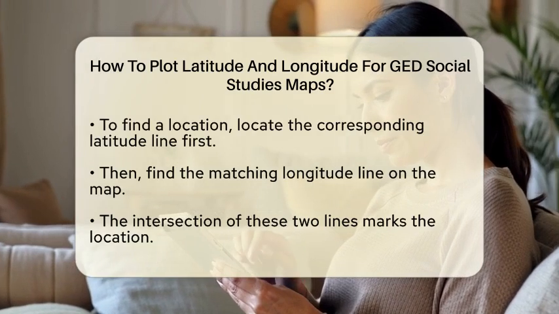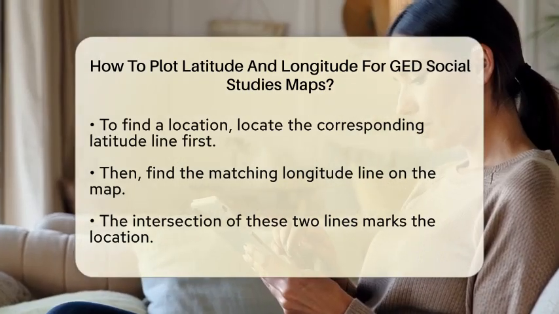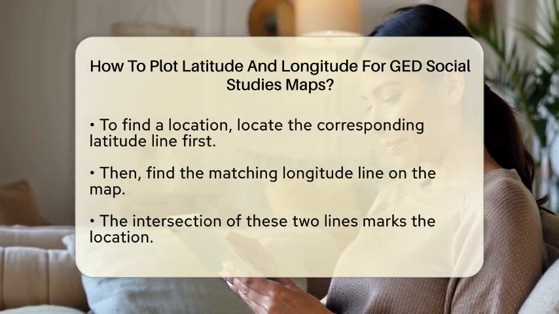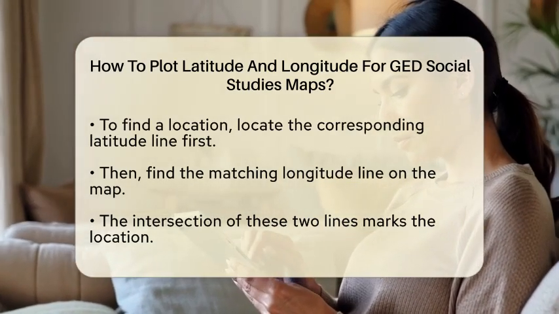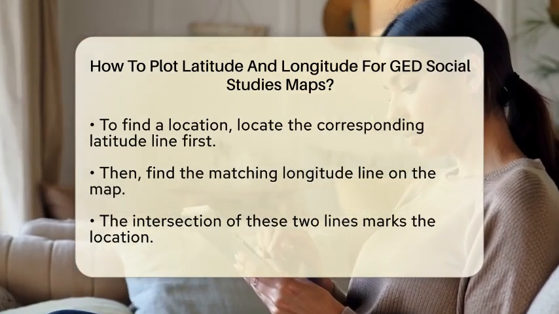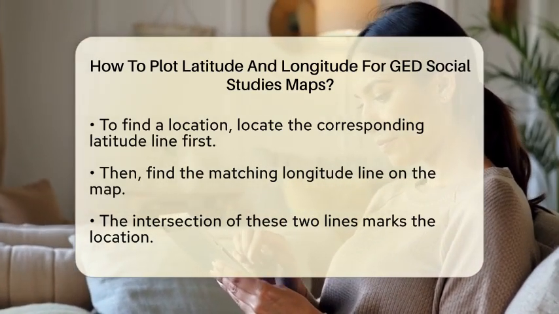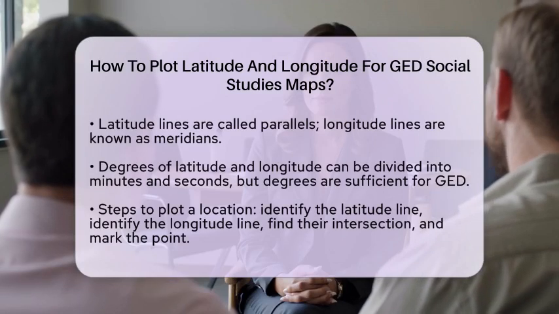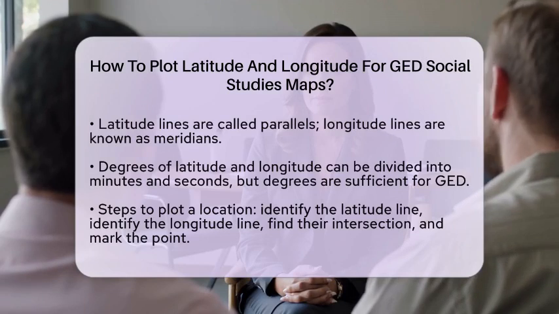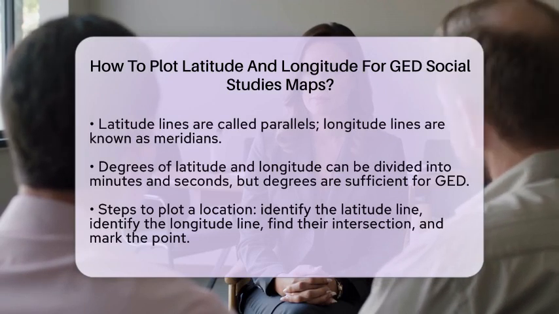Latitude lines are often called parallels because they run parallel to the equator. Longitude lines are known as meridians because they stretch from the North Pole to the South Pole. Each degree of latitude or longitude can be divided into smaller units called minutes and seconds for more precise locations. However, for the General Educational Development level, using degrees is usually enough.